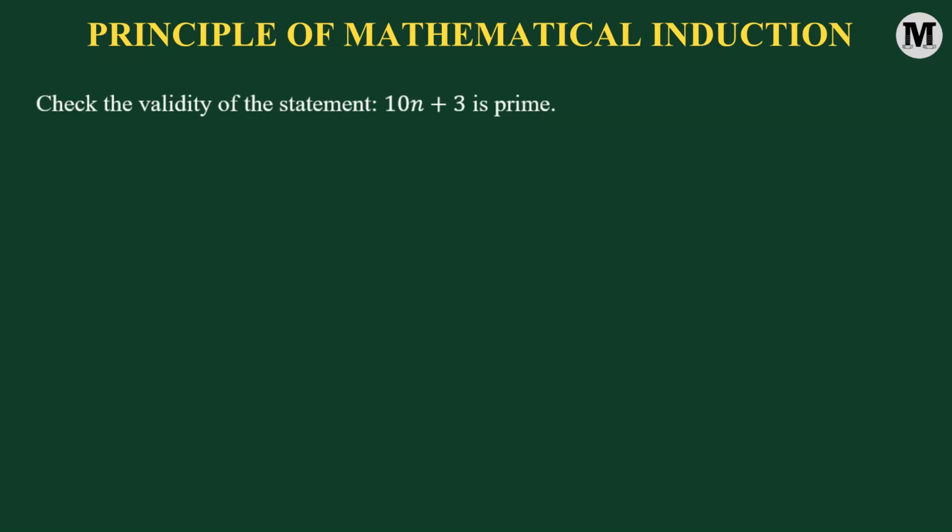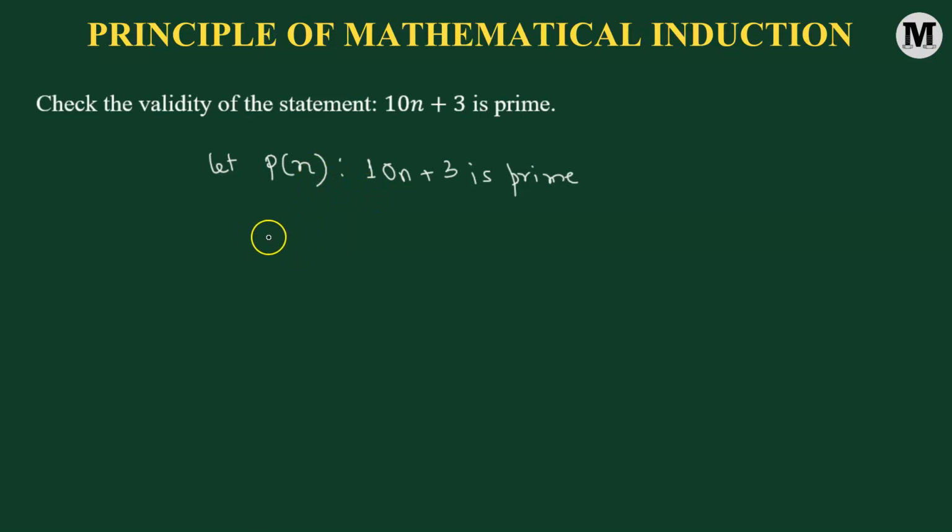So here we have the statement 10 times n plus 3 is prime. We need to check the validity of the statement. So here what we'll do, we'll first consider the statement to be denoted by the notation P(n). Let P(n) be the statement such that 10n plus 3 is prime. Fine. Now here n represents a natural number.